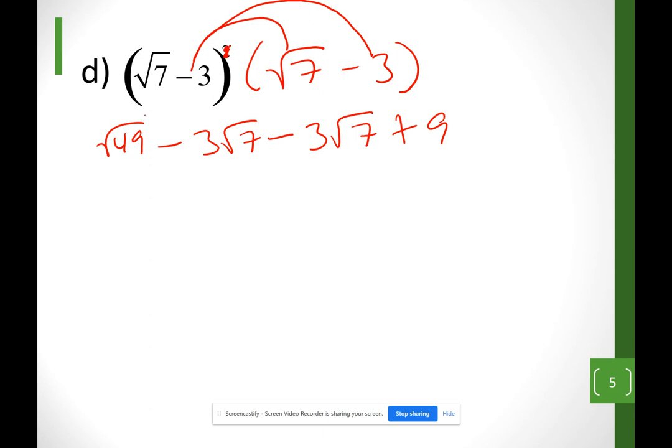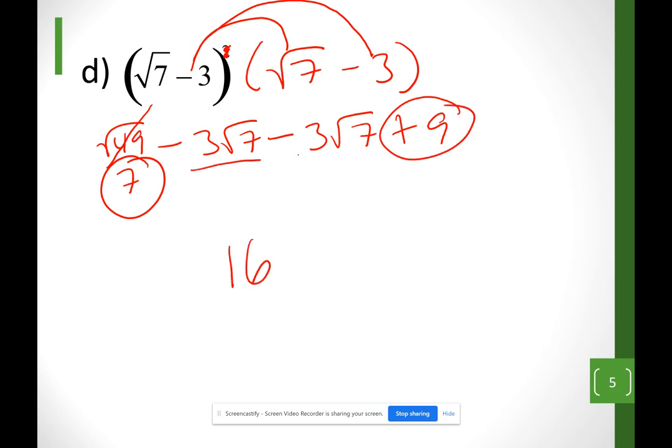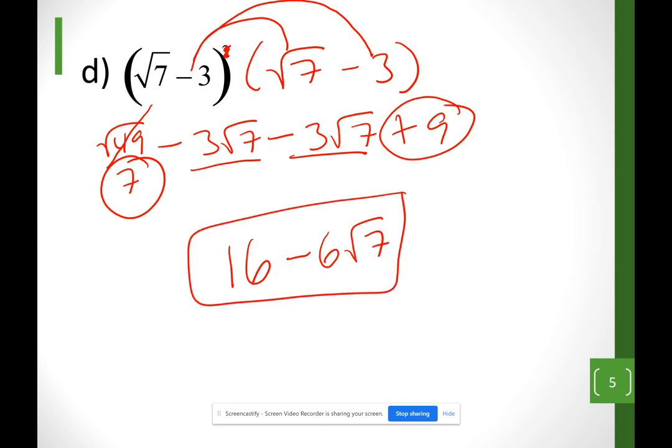All right, so the square root of 49, that's basically 7. So when it comes to combining like terms, I have 7 plus 9. I'm just going to call that 16. Now the 2 terms in the center, they don't cancel out. However, they become negative 6 radical 7. They had the same radical, so I combined them. Negative 3 minus 3 gave me negative 6. So that's what I get.